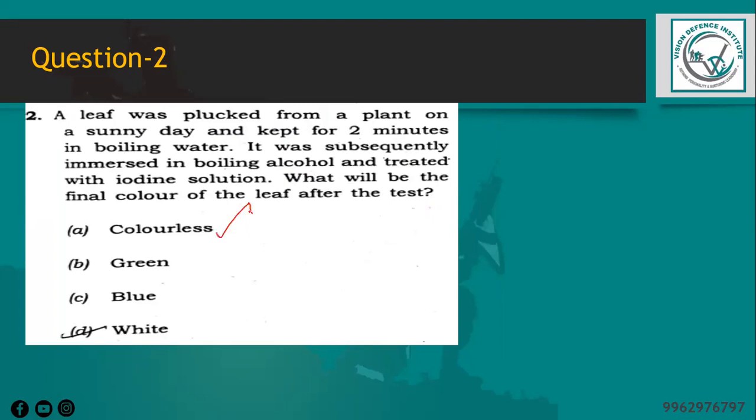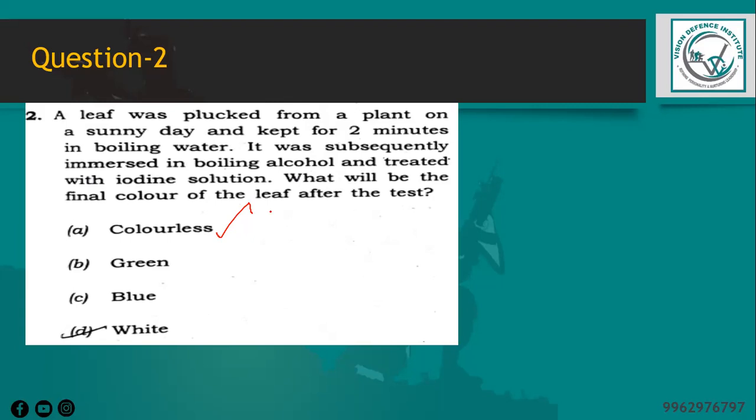We know that the final color of the leaf after the test will most likely be colorless. Why is it the case? Because imagine that when you're plucking the leaf and exposing it to boiling water, it causes the cells to rupture, right? And also it releases some of the chlorophyll. So this will result in the loss of green color, right?